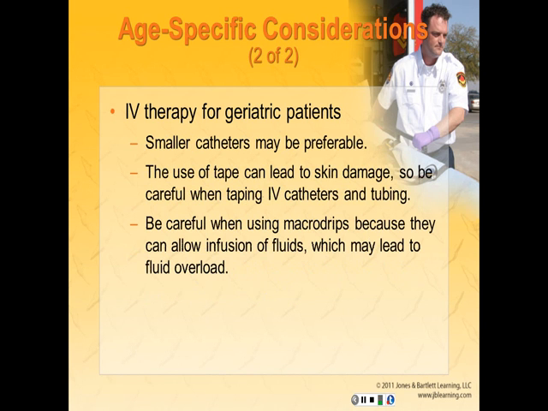For geriatric patients, smaller catheters may be preferable unless a rapid fluid replacement is needed. The use of tape can lead to skin damage, so be careful when taping IV catheters and tubing. Also be careful when using macro drips because they can allow a rapid infusion of fluids, which may lead to fluid overload in your geriatric patient.